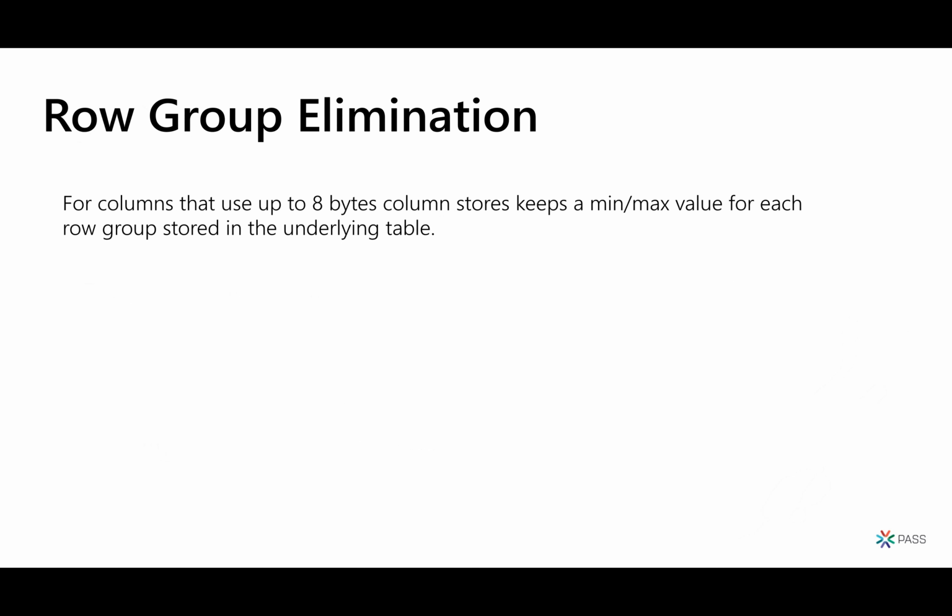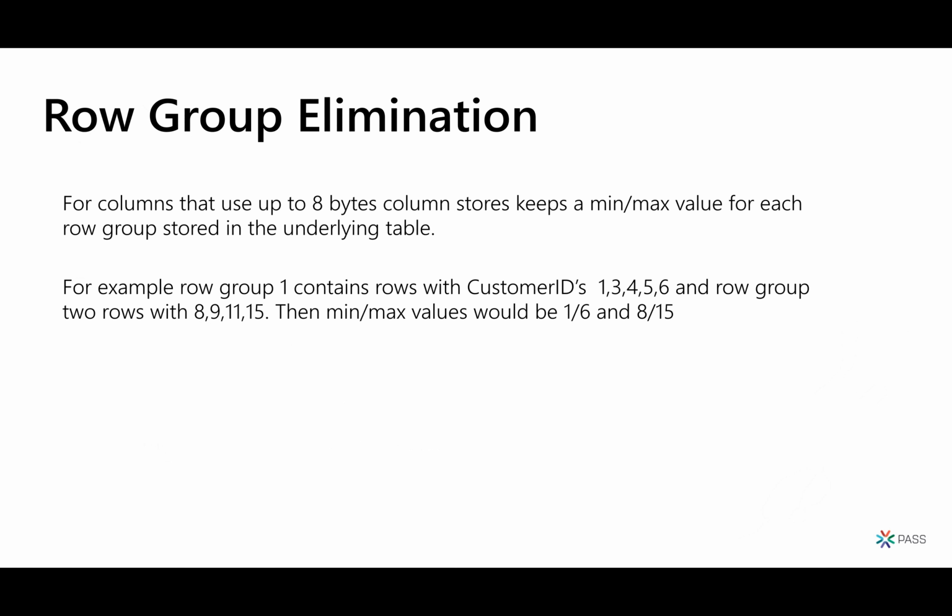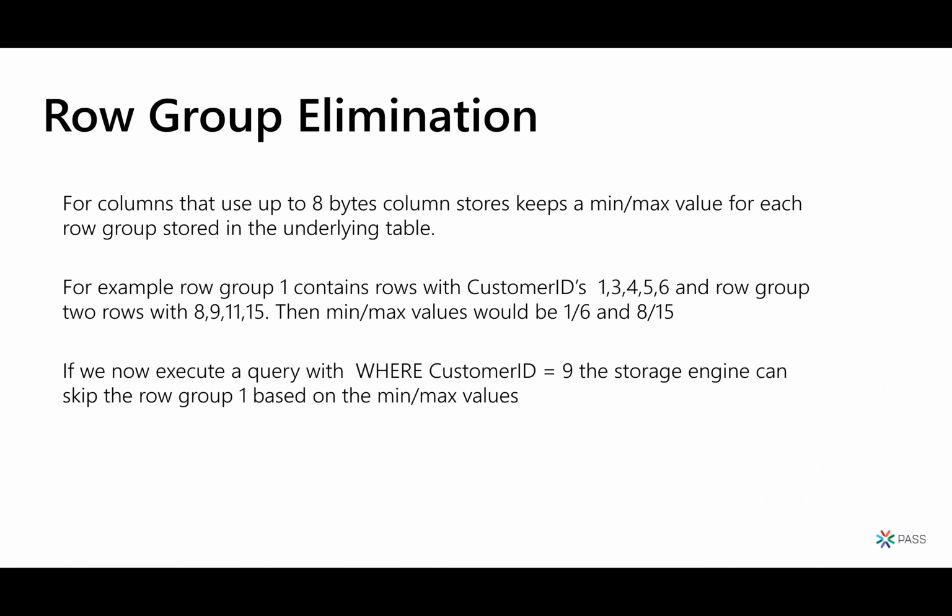Same goes, we already talked in the filter pushdown, the row group elimination is, we keep the dictionary values, and if a row group doesn't contain a value, it just doesn't get processed at all.